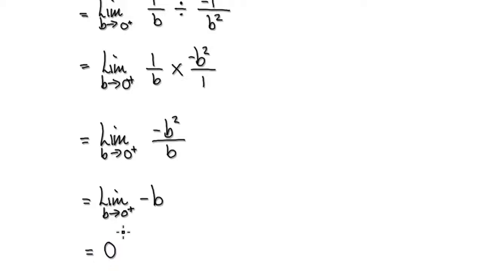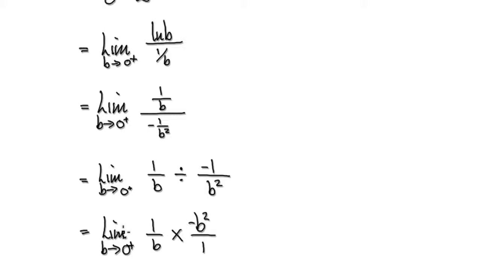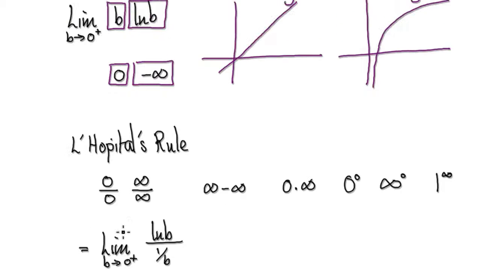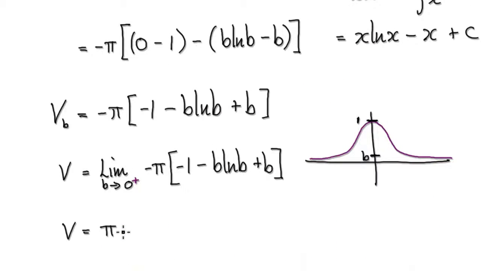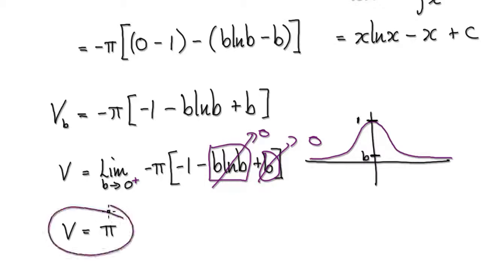Okay. So going back to here, the volume of the whole thing is found when you slide b towards 0 from the positive side. It turns out that this thing here will be 0 as b heads towards 0. So overall, the volume is given by pi. This whole volume here is given by pi. Okay?